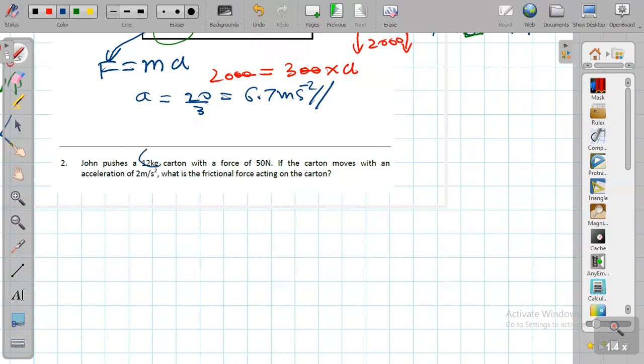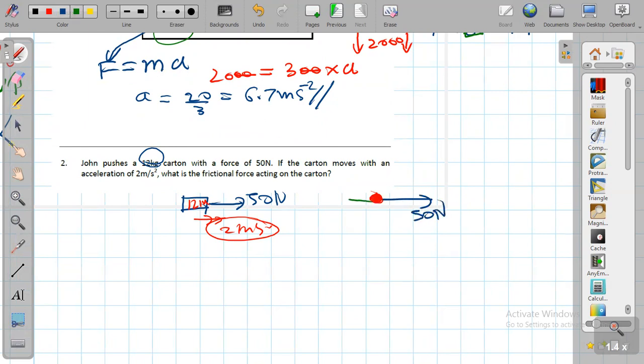John pushes a 12 kilogram carton with a force of 50 Newton. The cart moves with an acceleration of 2 m s minus 2. What is the frictional force? Okay. Now draw this free body diagram. Your driving force is what? 50 Newton. And there is the frictional force in the opposite direction. Remember that the friction is always in the opposite direction. The acceleration is towards here. Acceleration is 2 m s minus 2.